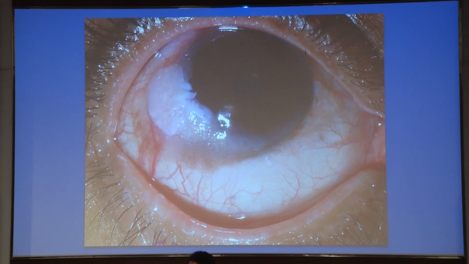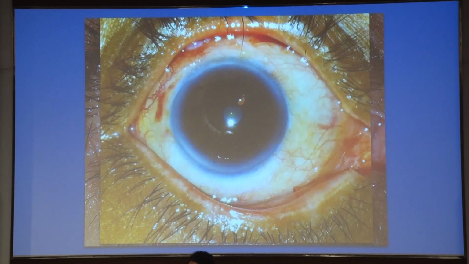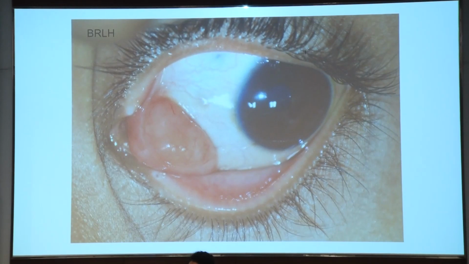We saw a video earlier in the day, and then covering the defect with the AMG. The results are usually very good. Moving on to some of the stromal tumors. Stromal tumors basically can vary over a spectrum. It's a spectrum from benign to malignant tumors.